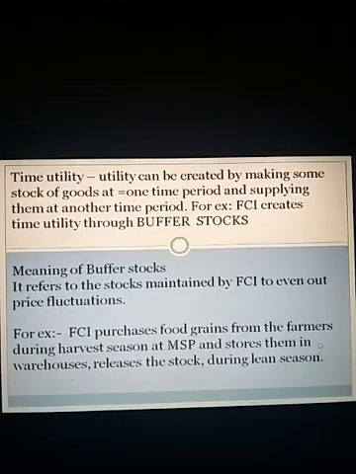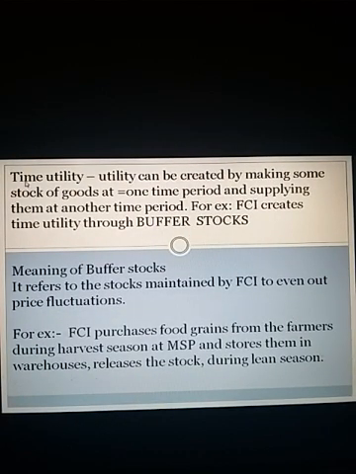Go to the next, fourth point, time utility. That is, utility can be created by making some stock of goods at one point of time and supplying them at another time period. What exactly is it? I have given an example of FCI, Food Corporation of India, which was established in the year 1965. It creates time utility through buffer stocks. Before we learn this concept of buffer stocks, you have to understand what exactly time utility is.